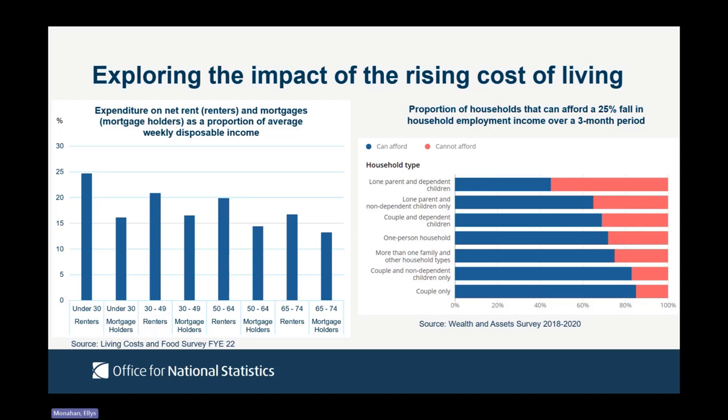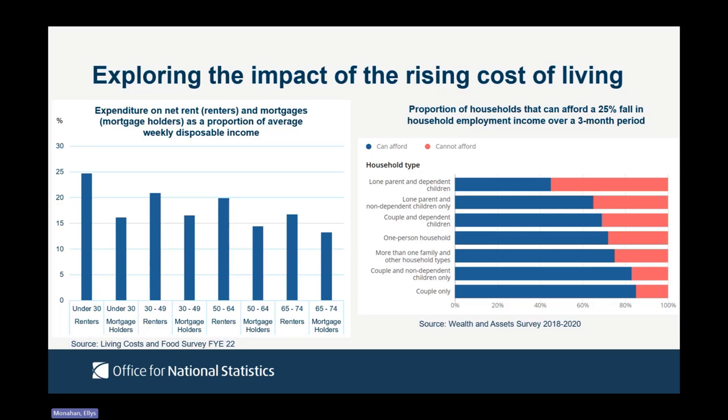The second chart on the slide shows the proportion of households that have sufficient formal financial assets to cover a 25% fall in household employment income for 3 months. This analysis was done using the Wealth and Asset Survey, so for the period 2018 to 2020. And on average, we found that almost three quarters of households did have sufficient savings to cover the fall. But actually, when we looked at different characteristics of the household or the household head, the picture was very different.